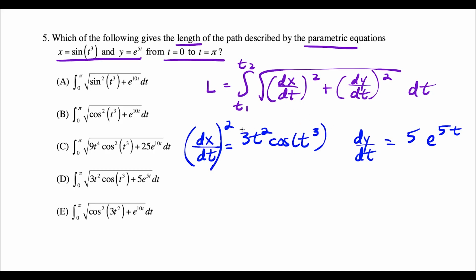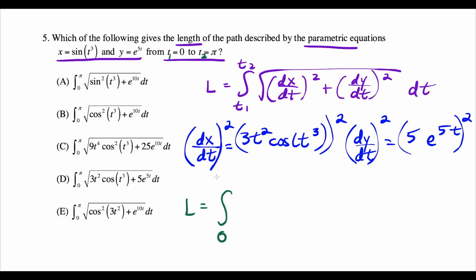So we have this thing squared, and we're going to square the right side as well. And we're going to do the same thing for dy dt. We square the left side, so now we have to square the right side. So now we just plug all of this in. The length is going to be modeled by the integral from t1 to t2, so we're going from 0 to pi.